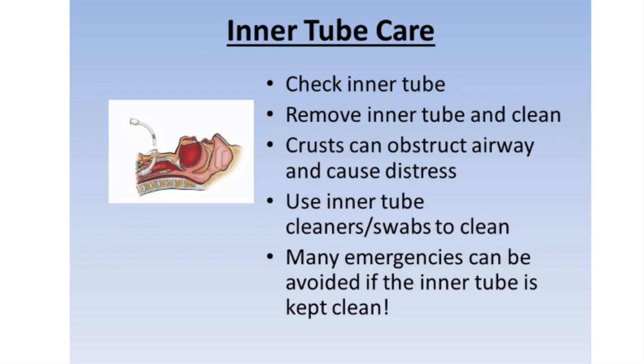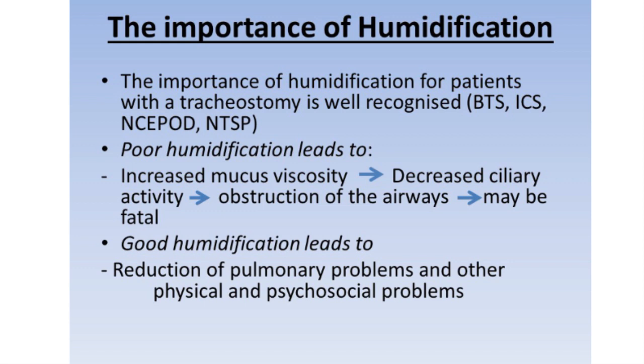Inner tube is really important that it's checked regularly. Remove inner tube and clean. Crust can obstruct airway and cause distress. Use inner tube cleaners or swabs to clean. Many emergencies can be avoided if the inner tube is kept clean. The importance of humidification for patients with a tracheostomy is well recognised. Poor humidification leads to increased mucus viscosity, decreased ciliary activity, obstruction of the airways, and it may be fatal. Good humidification leads to reduction of pulmonary problems and other physical and psychosocial problems.